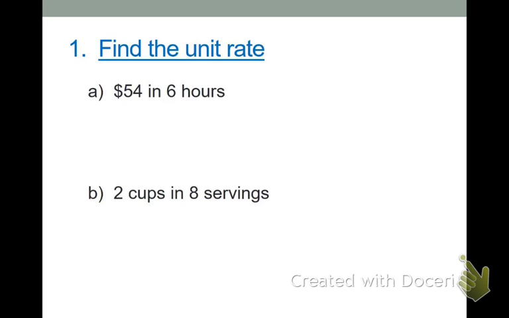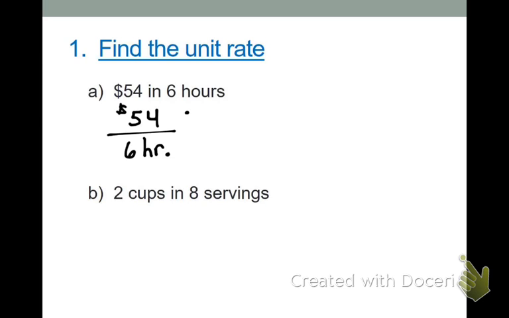First one says $54 in 6 hours. So how would I do that as a fraction? Okay, make sure you put the units there. $54 over 6 hours. If you remember from Friday, our whole goal is to turn the denominator into a 1. What do I have to do to turn my denominator into a 1? Divide by the same number, that's your denominator. Okay, divide by the denominator.